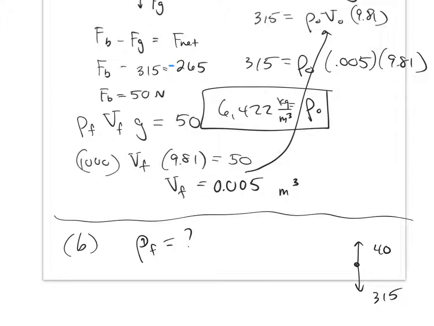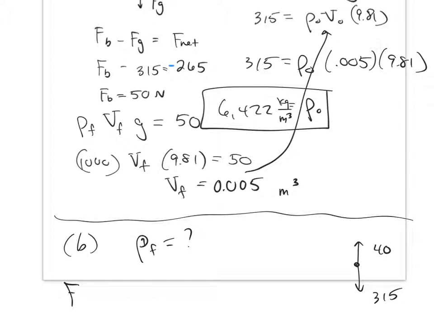Again, the actual weight is still 315, but it says that when this object is submerged in oil, it feels like it weighs 275. Well, how do we figure that out? 275 from 315 gives me 40. So the buoyant force is just 40. I don't need a free body diagram or an equation, FB minus FG, really. If I could just see that.